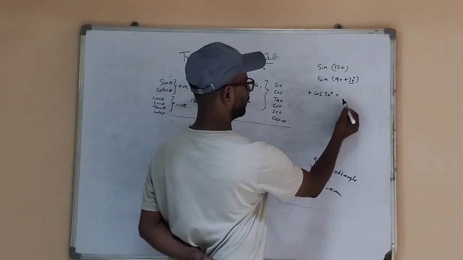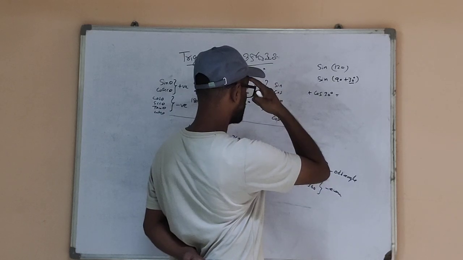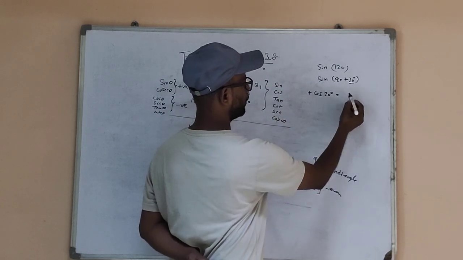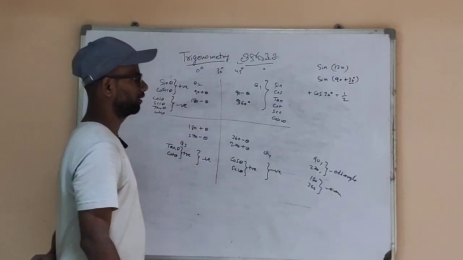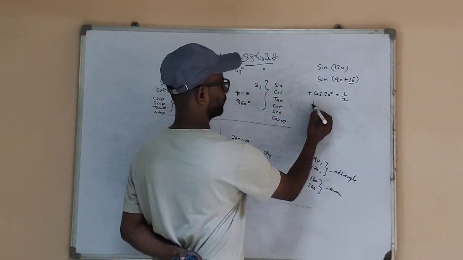So here the value of cos 30 is 1 by 2. So plus 1 by 2.